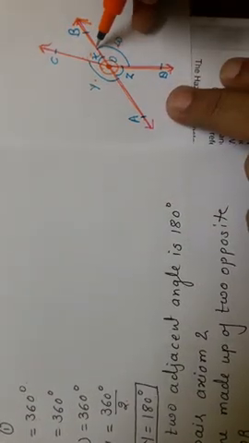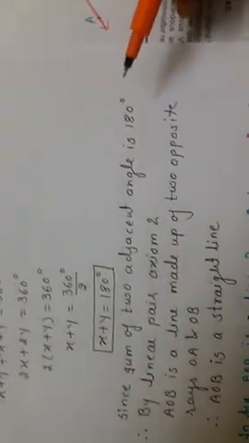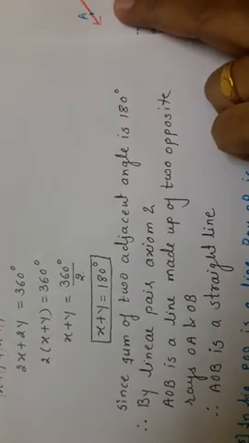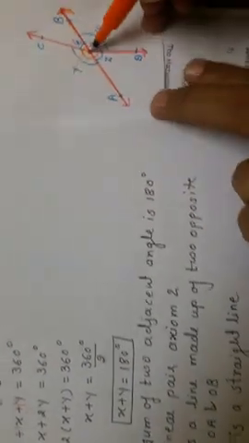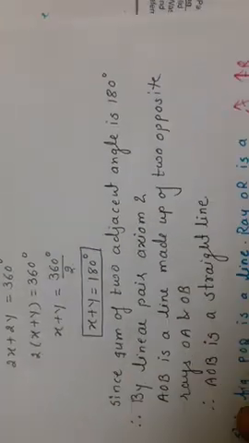Therefore, by the linear pair axiom, AOB is a line made up of two opposite rays. Which are the two opposite rays? OA and OB. Therefore, AOB is a straight line.